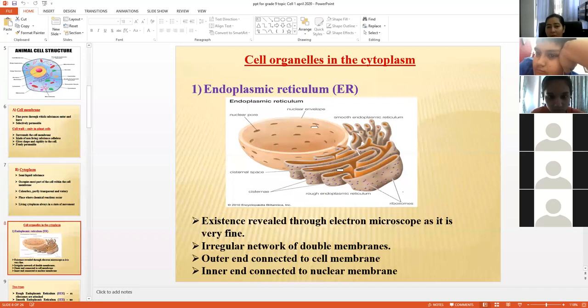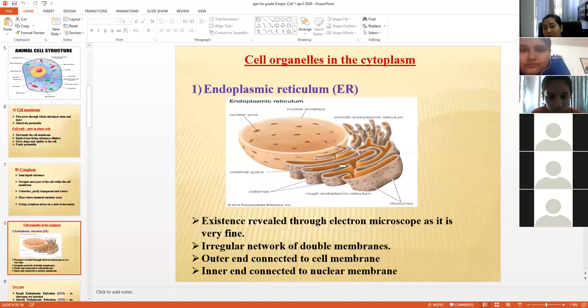Now the endoplasmic reticulum, children, is so fine that its existence could only be seen with the help of an electron microscope. Now, children, if you remember, in my last lecture I told you the magnification which can be achieved with an electron microscope. The magnification was how much? 200,000 times, right? That means the endoplasmic reticulum is so minute that it could be seen only through an electron microscope. Now, children, when I tell you to describe the structure, doesn't it look very irregular? Right? So, looking at this, we can immediately find out that it is irregular and it is double membrane.